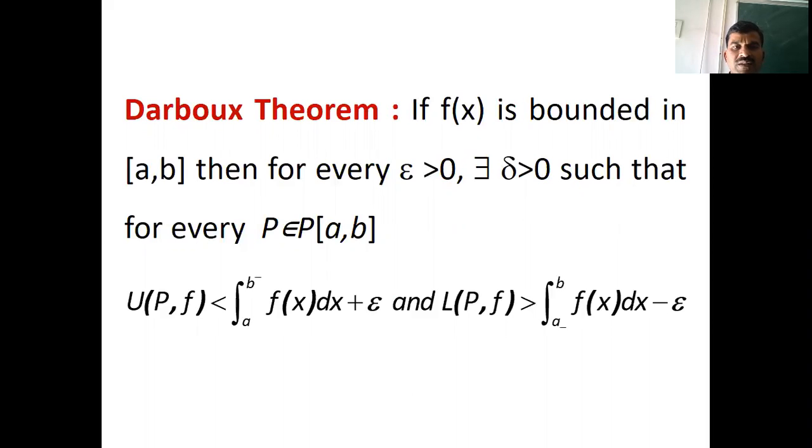What the Darboux theorem says is: suppose the function is bounded on the closed interval, then for every epsilon greater than 0, there exists a corresponding delta greater than 0, such that for every partition, in any way you can have a partition there, the upper sum U(P, f) is less than the upper integral plus something, and the lower sum L(P, f) is greater than the lower integral minus something. That is the relation for the lower sum.